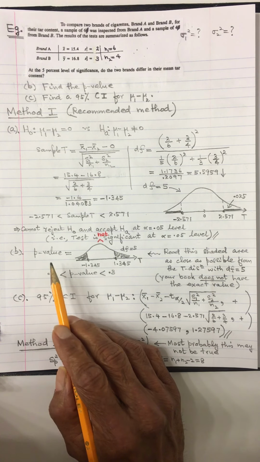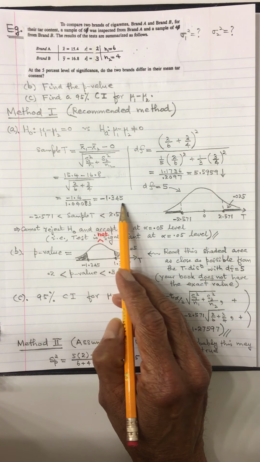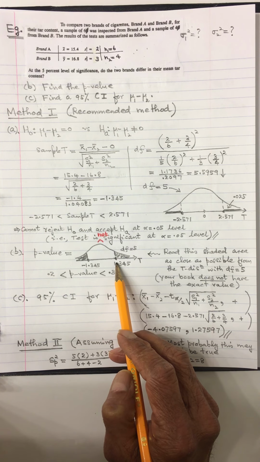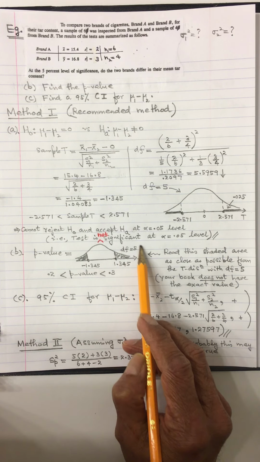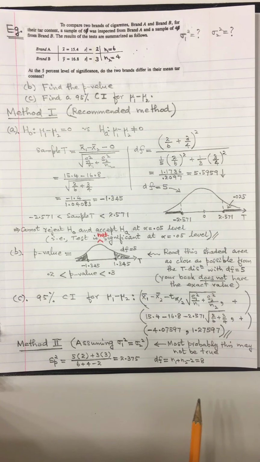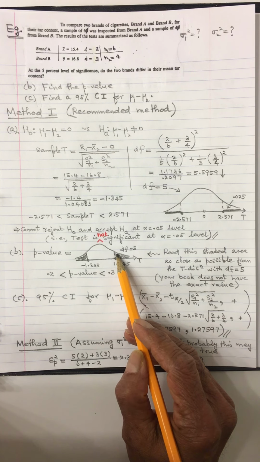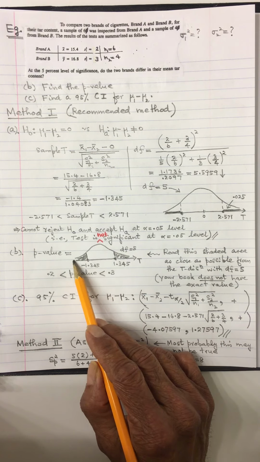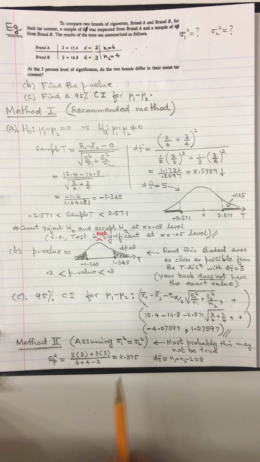To figure out the p-value, you need to set your cutoff right on that value. This is the T distribution with degrees of freedom 5 coming out of this formula. Since this is a two-tailed test, the area to the right plus the area to the left, 2 times basically this area, is going to be the p-value.